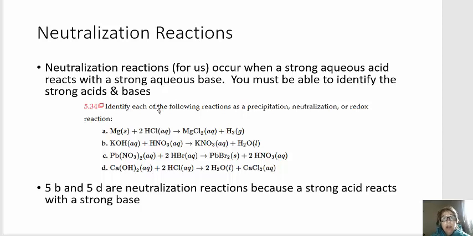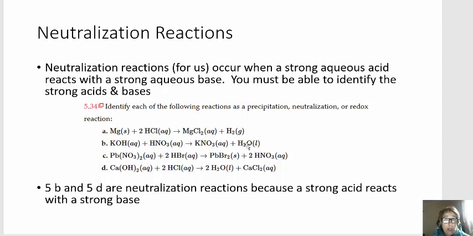Neutralization reactions for us will always involve the reaction of a strong aqueous acid with a strong aqueous base. So I recommend you have a list of the strong acids and strong bases in your notes that you can easily access, because there's only a handful of each, and only when they react with each other will it be considered a neutralization reaction. So if we look at B, we see a strong base, potassium hydroxide, reacting with a strong acid, nitric acid. So yes, B is neutralization.